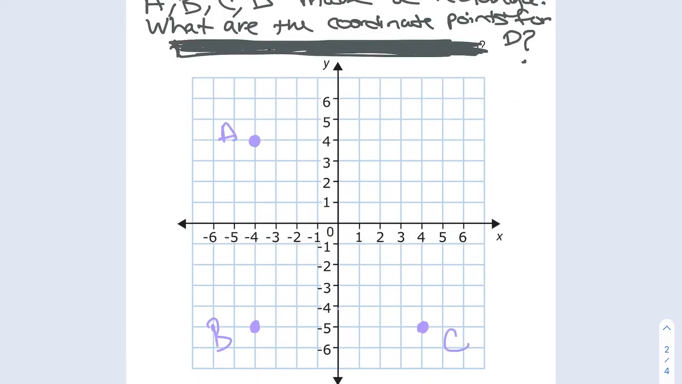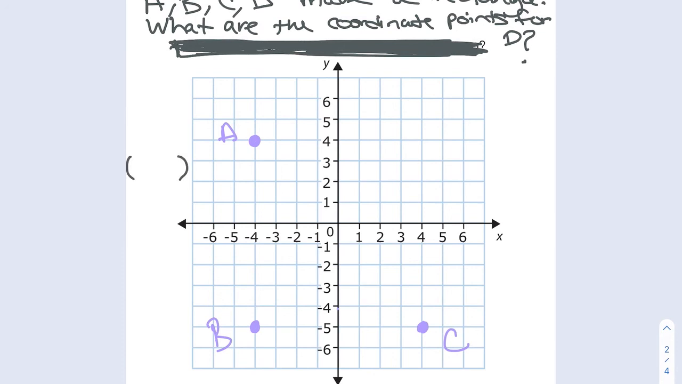Okay, you guys, so our last question, sorry, it looks a little bit messy because I actually wanted to ask a different question than I had originally planned. So our question is saying A, B, C, D make a rectangle, and I want you guys to tell me what the coordinates for point D are. So I already gave you points A, B, and C, and I want you to tell me what point D would be. So, to begin, the first thing I would need to do is write out the coordinate points for each point.